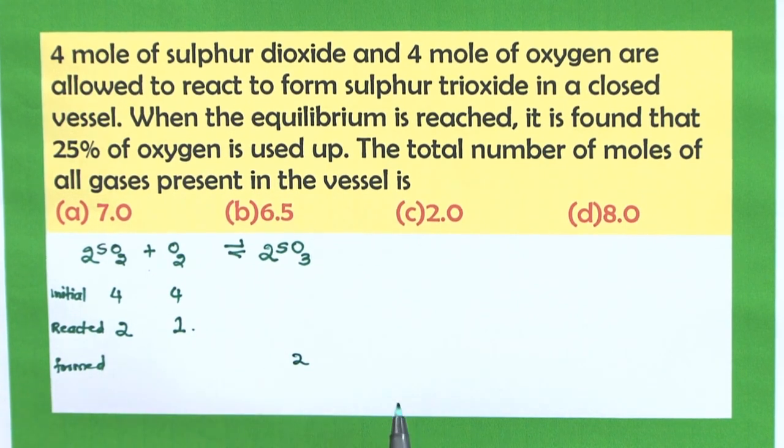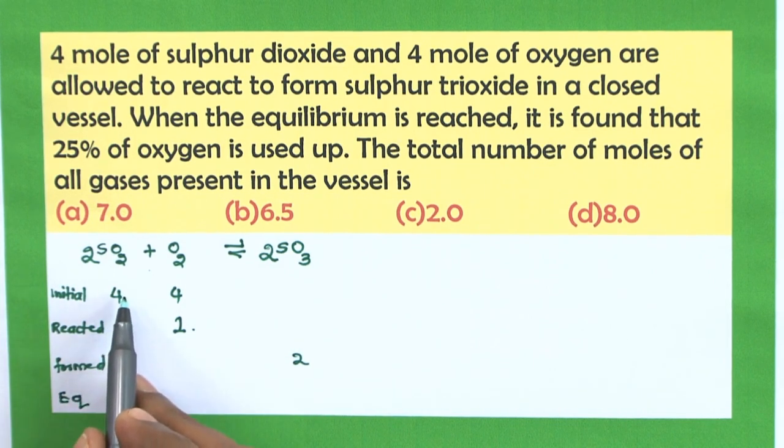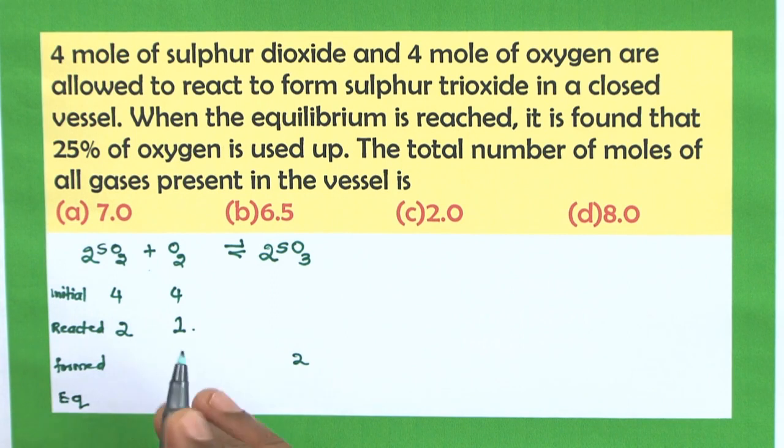So we need to calculate the number of moles of all the gases that are present at equilibrium. Let us see the number of moles remaining at equilibrium. We had taken 4 moles of sulfur dioxide, out of that 2 moles reacted, so the number of moles remaining is 2. We had taken 4 moles of oxygen, 1 mole of oxygen reacted, so the number of moles of oxygen remaining is 3. The 2 moles of sulfur trioxide formed remain in the reaction vessel.